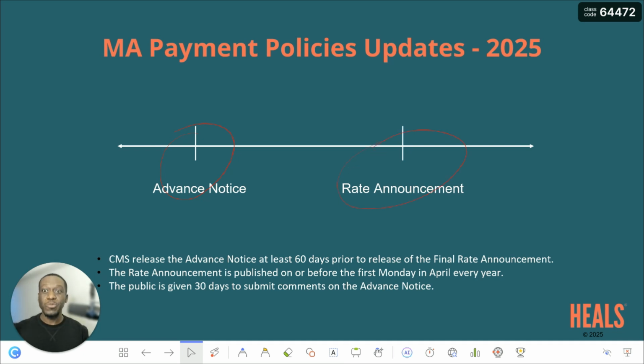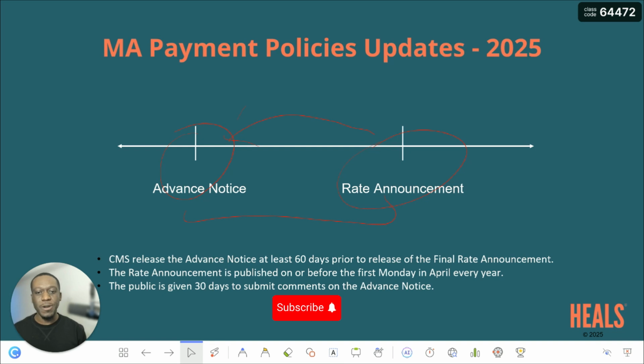The advance notice is pretty much what it says. CMS gives an advance notice to the industry, informing it of the Medicare Advantage payment policies. This is a very instrumental document that the industry keeps track of very well. The rate announcement is CMS finalizing the payment policies that were in the advance notice, with all the comments and other things CMS has received and gone through, finalizing the payment policies for the next year. CMS releases the advance notice at least 60 days prior to the release of the final rate announcement.